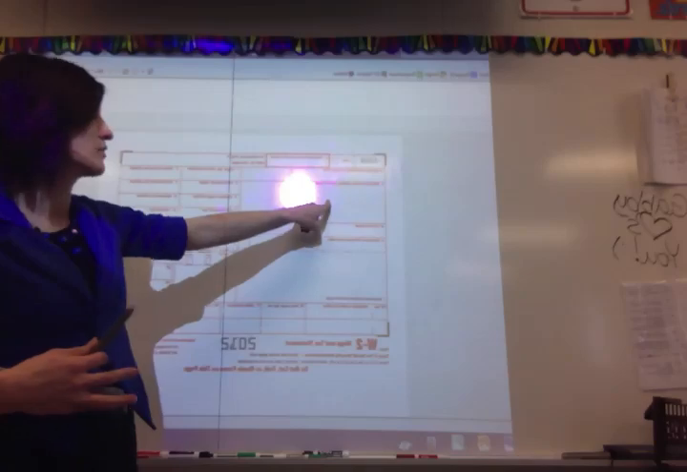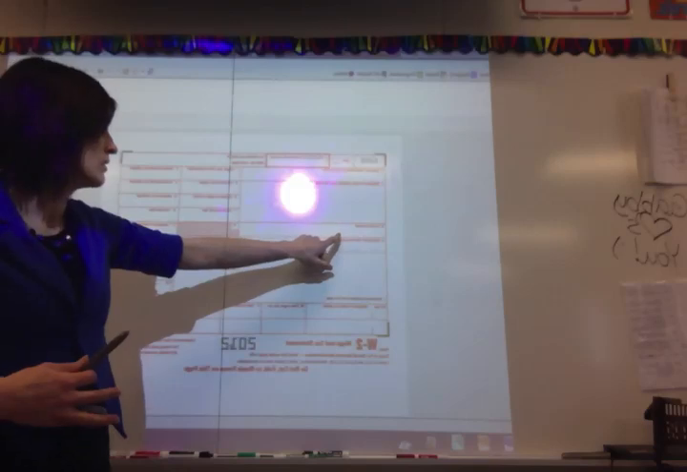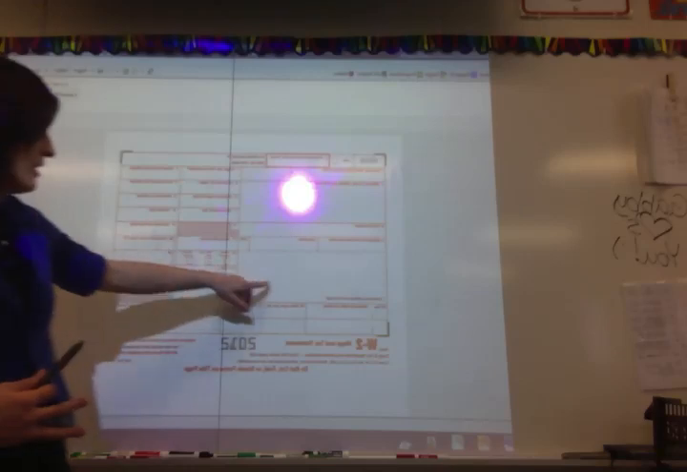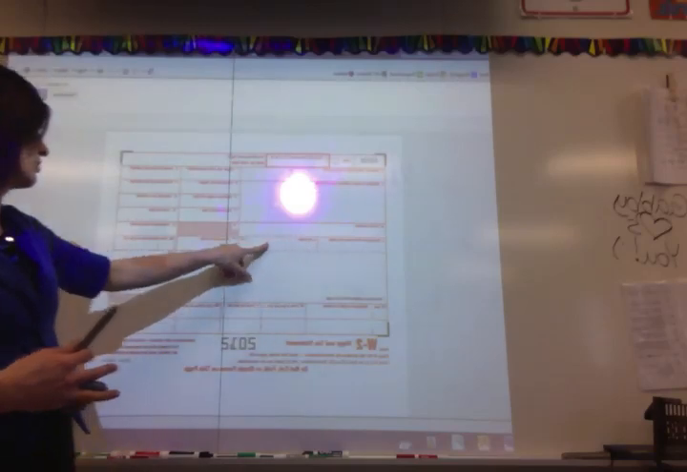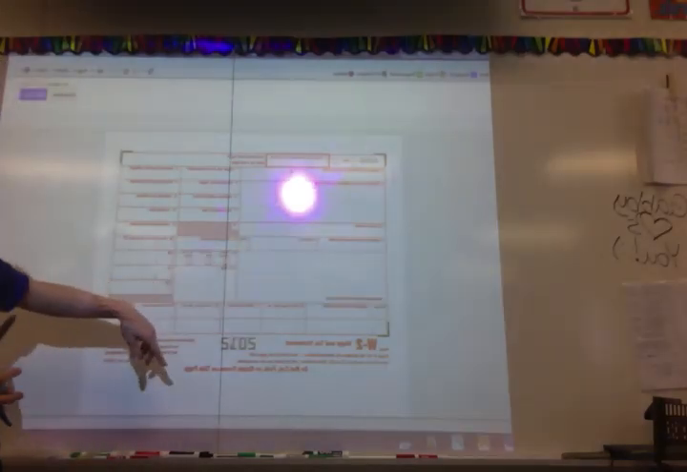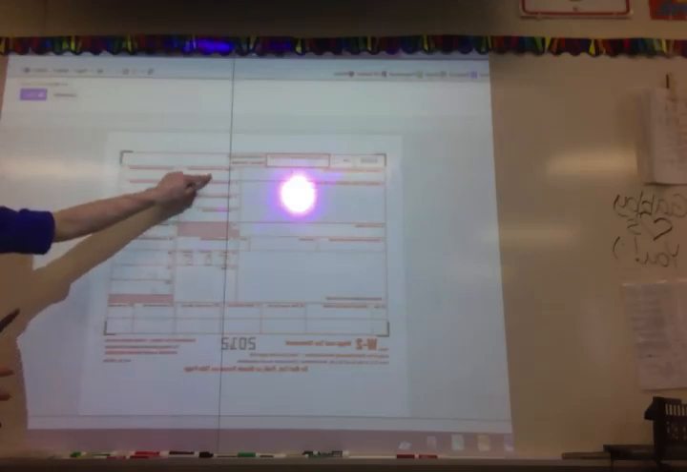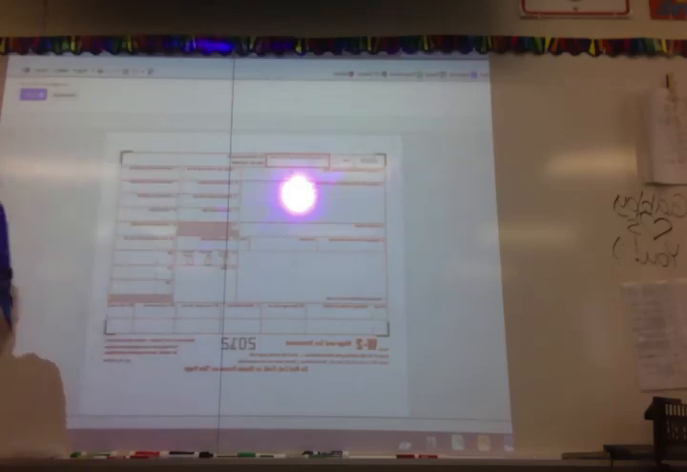Employer's name, address, and zip code. That's who employs you, who pays you. Control number, you don't have to worry about that. Now down here is employee's address, employee's first name and initial, employee's last name. This information here is how much money you made. Box 1 is going to be the amount of money that you made before taxes.